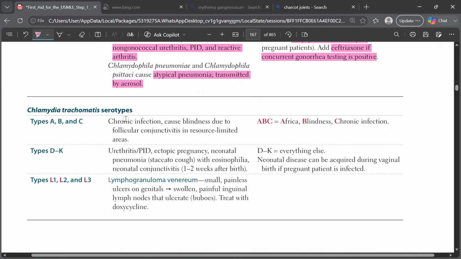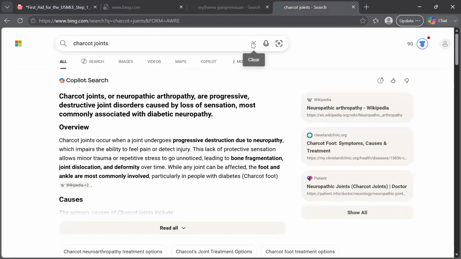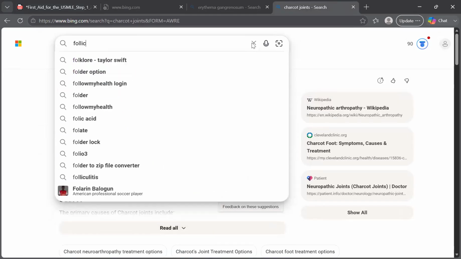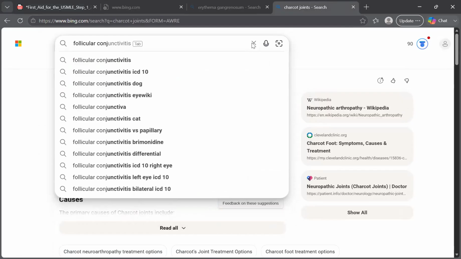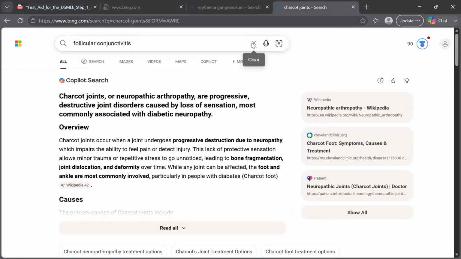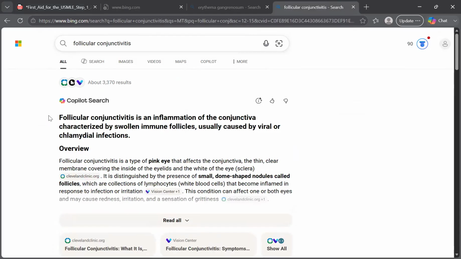Types A, B, and C cause chronic infection that causes blindness due to follicular conjunctivitis in resource limited areas. A is for Africa, B is for blindness, and C is for chronic infection. What is follicular conjunctivitis? It is an inflammation of the conjunctiva characterized by swollen immune follicles, usually caused by viral or chlamydial infections. Okay.